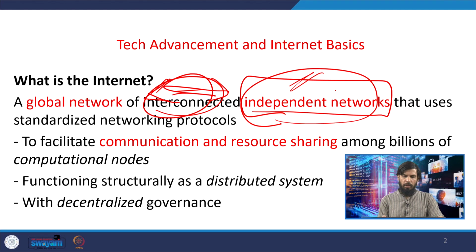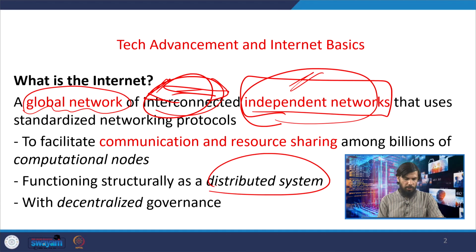So, all these organizations' internal networks, or independent networks, are connected, and a global network is formed. So, when we say internet, we are essentially talking about this global network of interconnected independent networks. And as I said, the main idea is to facilitate communication and resource sharing among billions of computational nodes that become part of this network of networks. Now, functionally they work like a distributed system. In a distributed system, what happens, we will see in the coming slides.